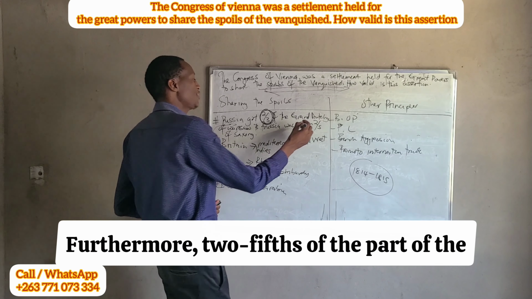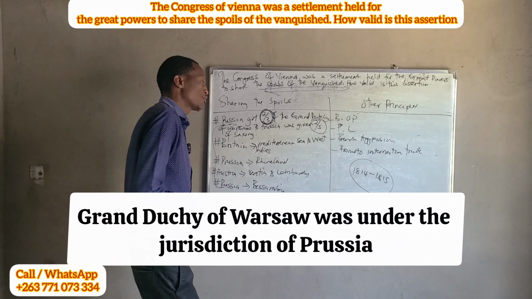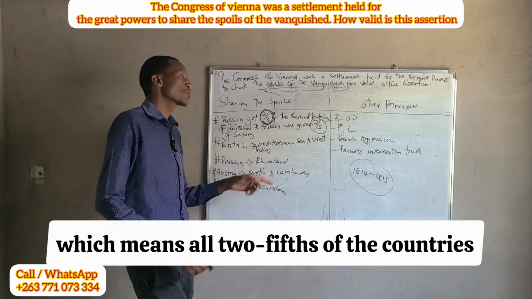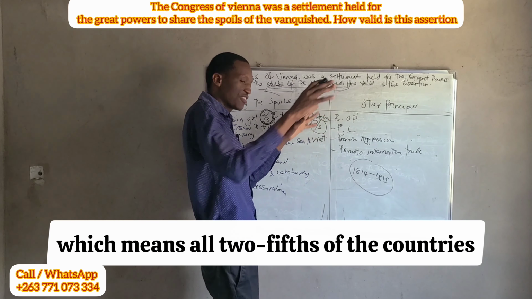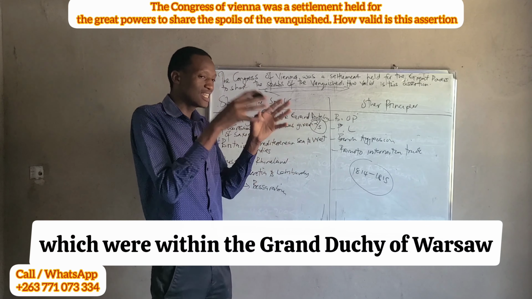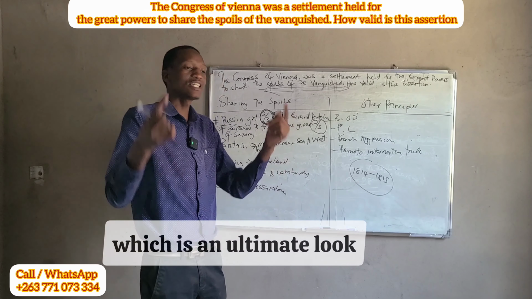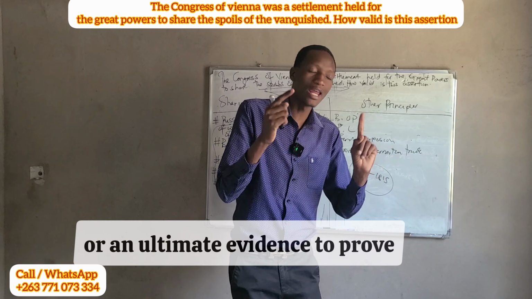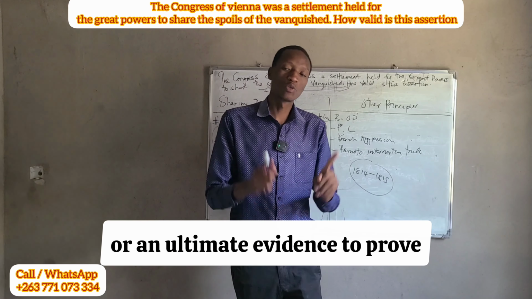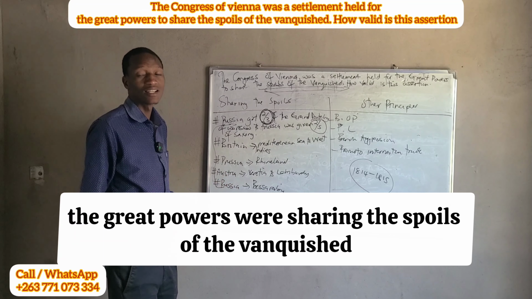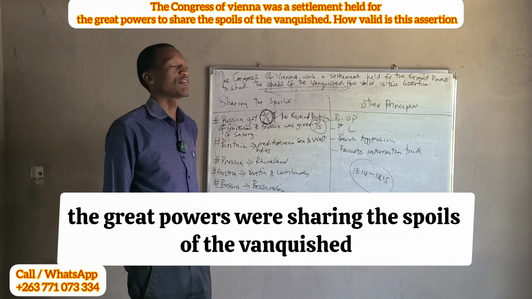Furthermore, 2/5 of the part of the Grand Duchy of Warsaw was under the jurisdiction of Prussia, which means all 2/5 of the countries which were within the Grand Duchy of Warsaw were now under the control of Prussia, which is an ultimate evidence to prove that at Vienna Settlement, the great powers were sharing the spoils of the vanquished.